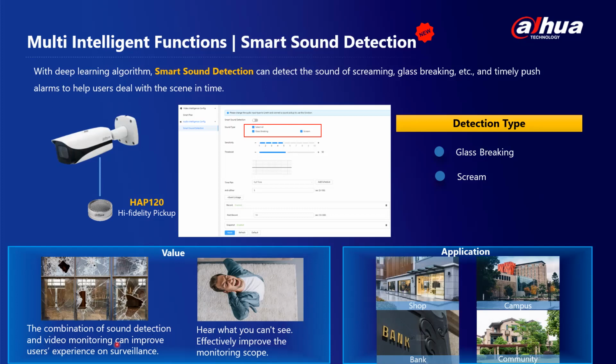The main application areas where these kinds of products can be used are, for example, shops, campuses where we have bigger compounds, communities, banks, etc. This is for the purpose of ensuring the security of those areas, so we have products that can support different detection types of the different sounds produced by multiple sound generation elements within the environment.